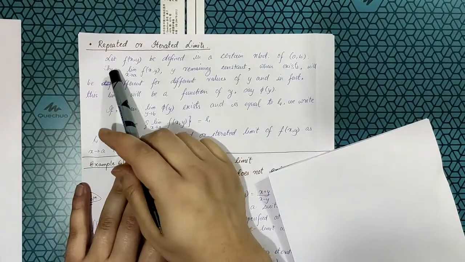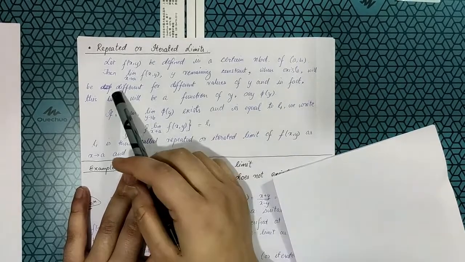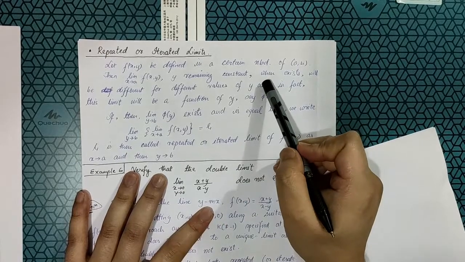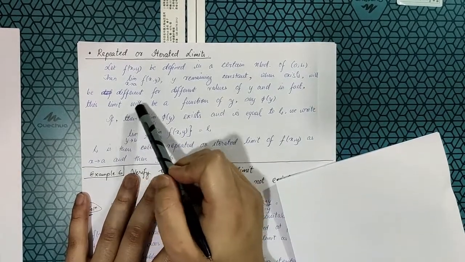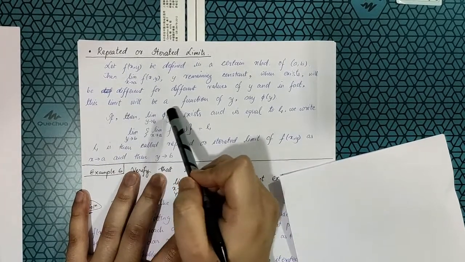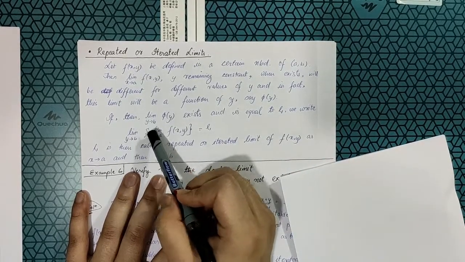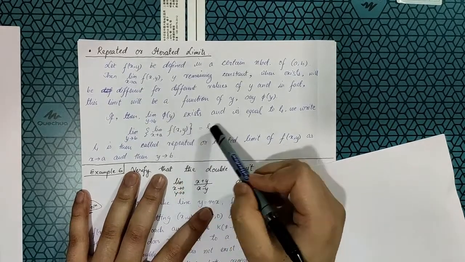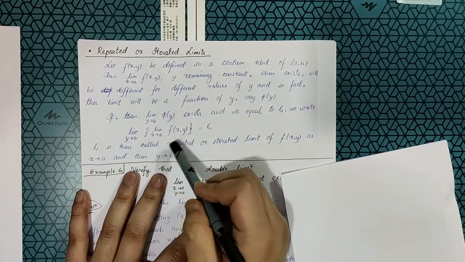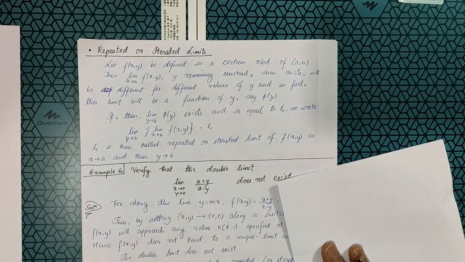Definition: let f of xy be defined in a certain neighborhood of (a, b). Then the limit as x tends to a of f of xy, y remaining constant, when it exists, will be different for different values of y, and in fact this limit will be a function of y, say phi of y. If then the limit as y tends to b of phi of y exists and is equal to L1, then we write limit y tends to b, limit x tends to a, f of xy is equal to L1. L1 is then called the repeated or iterated limit.